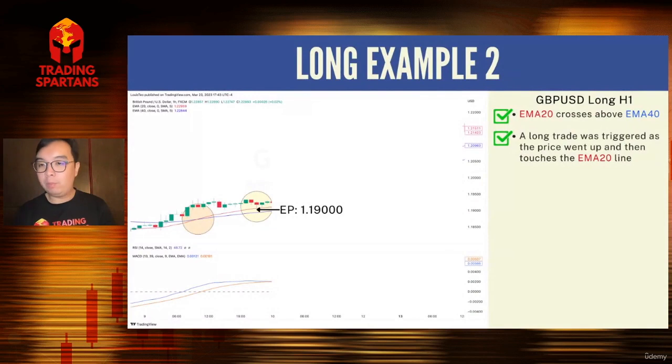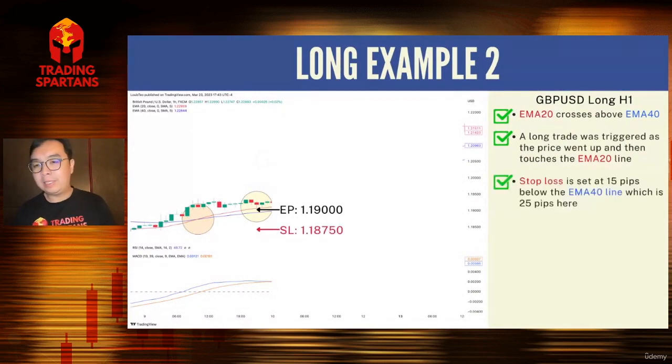Next, we fix our stop loss. Likewise, the stop loss is 15 pips below the EMA 40 line, which is 25 pips here. Okay, so 25 pips.